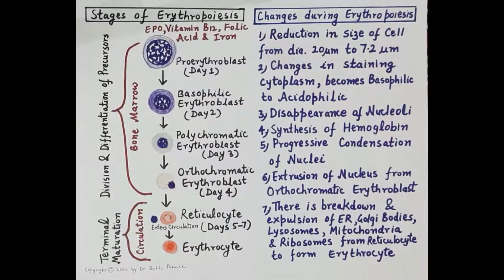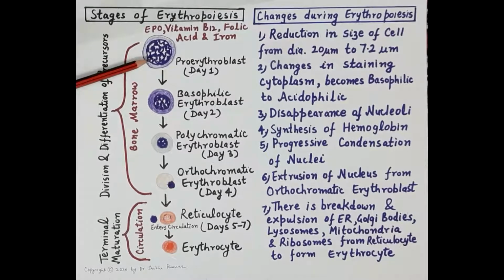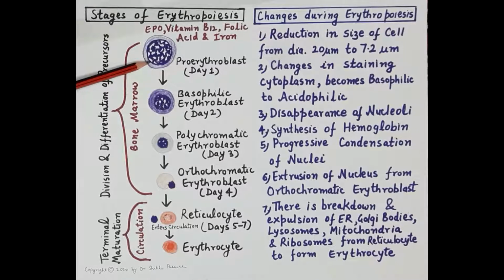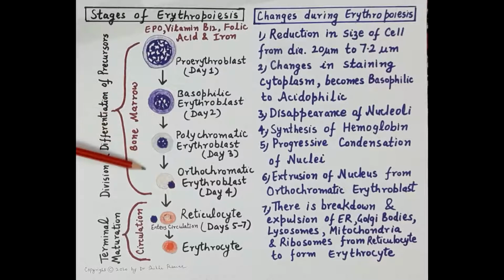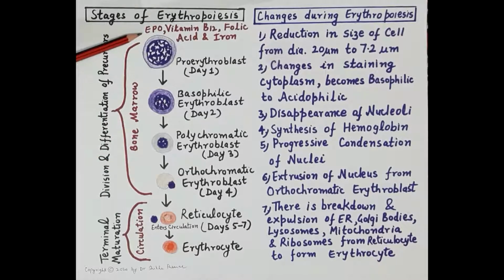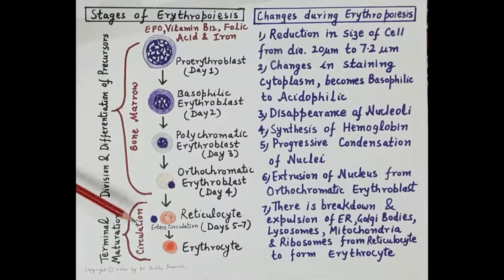Now apart from this, iron is required for the synthesis of hemoglobin. Synthesis of hemoglobin begins in the first stage itself, that is in the proerythroblast stage, and for this synthesis of hemoglobin, iron is essential. Now apart from this, erythropoietin, the hormone which is produced by the kidneys, triggers the process. It stimulates erythropoiesis, and this erythropoietin is responsible for the utilization of vitamin B12, folic acid and iron by the RBC precursors and their final development into a mature erythrocyte.